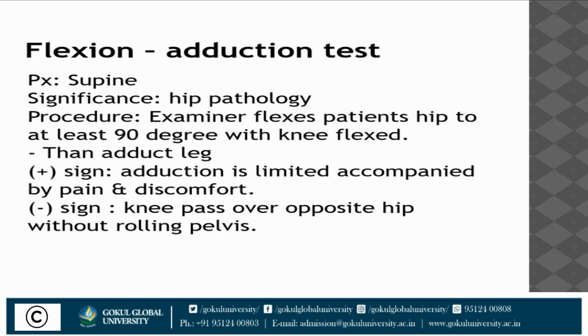Positive sign: adduction is limited, accompanied by pain and discomfort. Also, if adduction is possible in zone 2 and 1 but the patient still has pain and discomfort, that means the test is positive and hip pathology is present. Negative sign: the knee passes over the opposite hip without rolling the pelvis. That means the knee passes over zone 1, that means the test is negative.